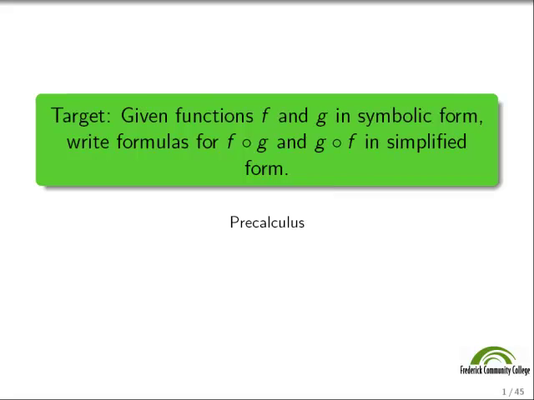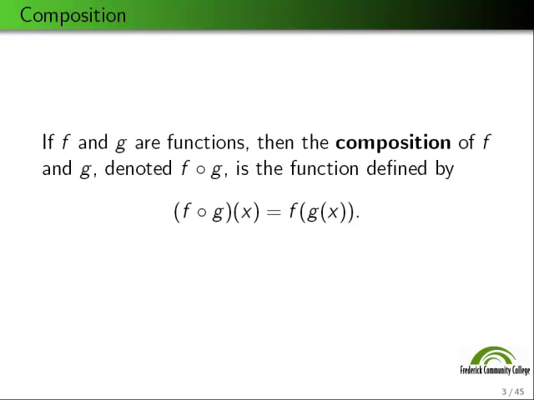The target here is, given functions f and g in symbolic form, write formulas for f composed with g and g composed with f in simplified form. From the last learning target, we should know the definition of composition of functions. Let's restate it. Given two functions, f and g, the composition of f and g, denoted f circle g, is f composed with g of x equals f of g of x. That is, you take g of x and plug it into f.